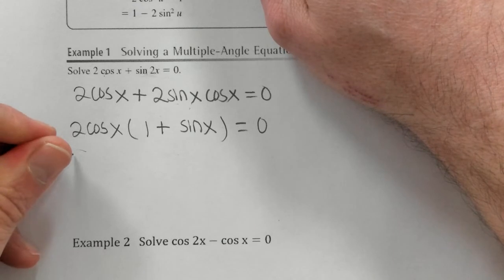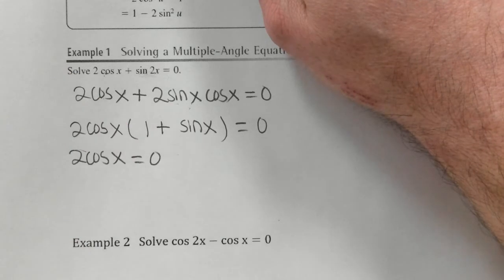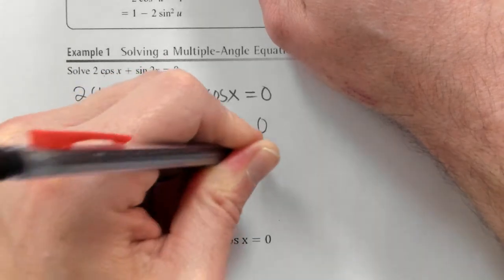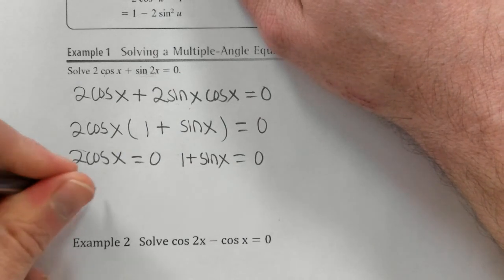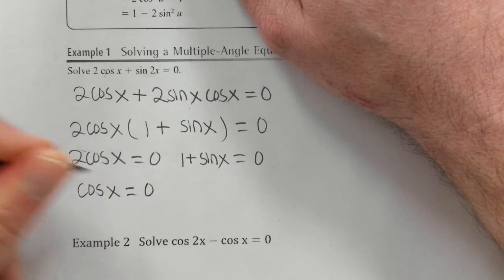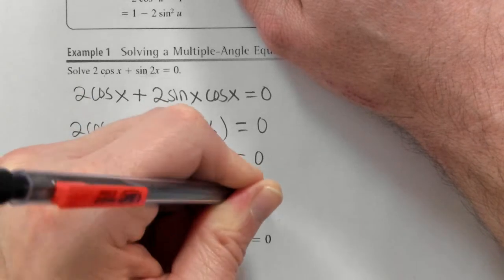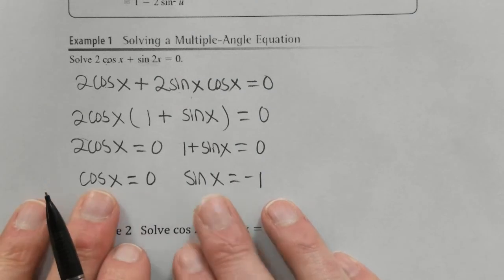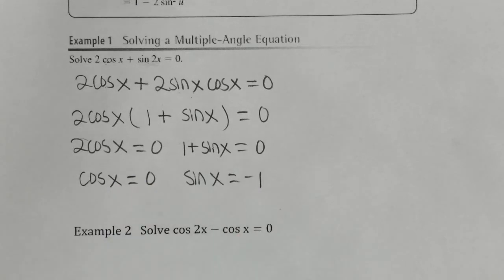Here we're ready to write two equations. 2 cosine x equals 0, that's one, and 1 plus the sine of x equals 0, that's the other. Here, divide by 2, and we've got cosine of x equals 0, and here move the 1 over, and we've got sine of x is equal to -1. Remember at this point, taking into account the range of sine and cosine, which is from -1 to +1 including the end values, we're good there as far as the range is concerned, so we can keep going.